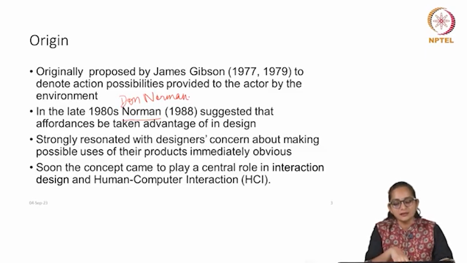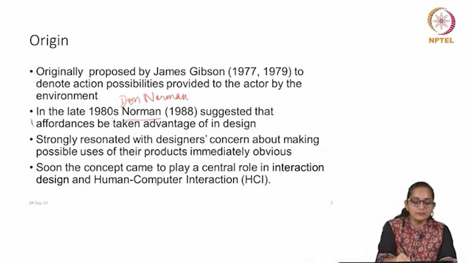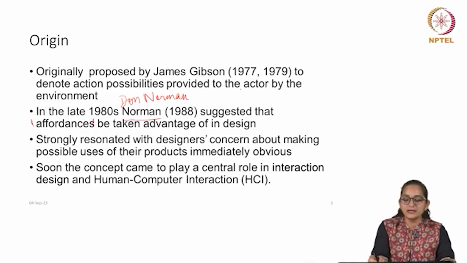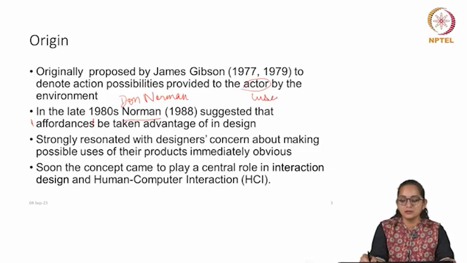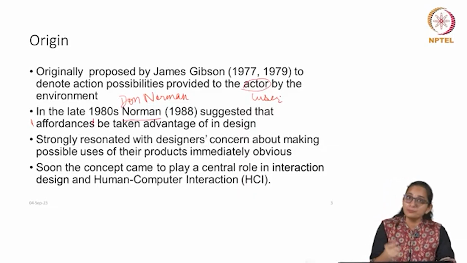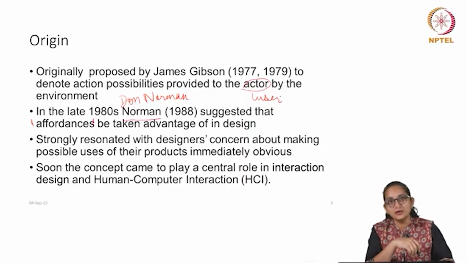In the late 80s, Don Norman took advantage of Gibson's idea about action possibilities provided to the actor by the environment, and suggested that these can be called affordances and can be taken advantage of in design. So, what is the meaning of that? When the user gets cues about how to act, how to react, or how to use a product from the product itself, that is called an affordance.